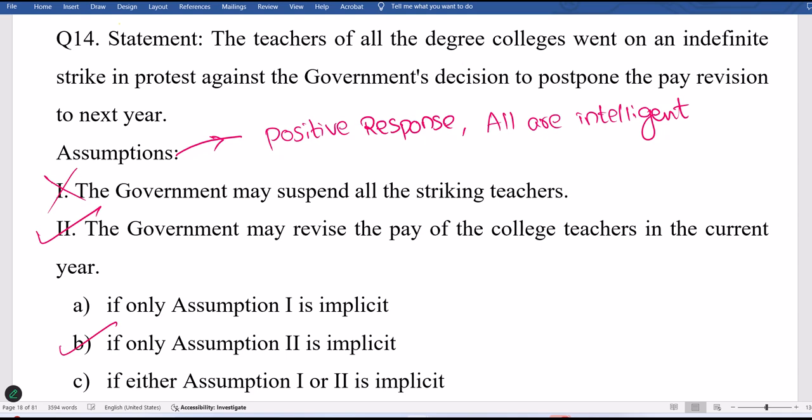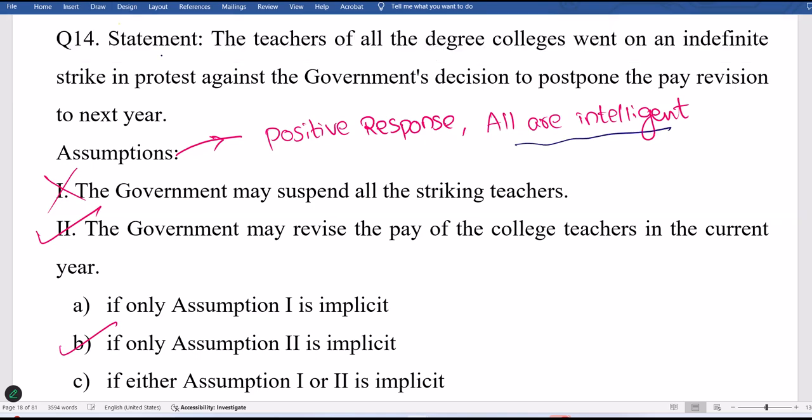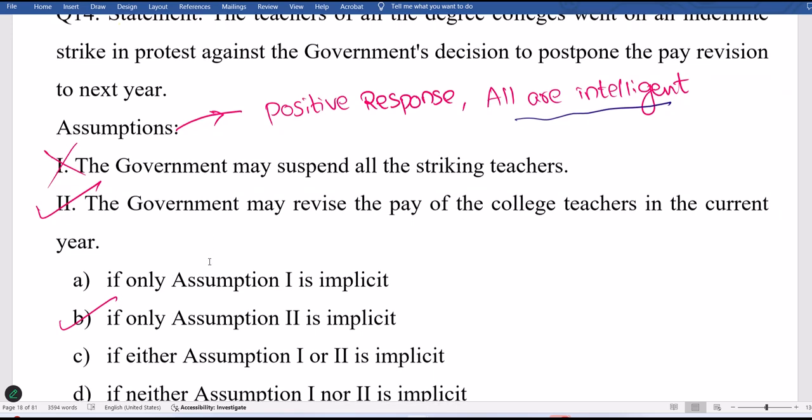So responding positively to the situation, and all are intelligent, well consistent. These people are not fools, right? Teachers are not fools. Why do they go on strike? They know if they go on strike, the decision for postponing will be cancelled and they'll give it for the current year. That's what I mean by all are intelligent. They have their own statistics and calculations. Whether the government will suspend all the striking teachers, they know the government will not take a decision like that. That's what I said, we have to consider all are intelligent. So the second one is implicit.